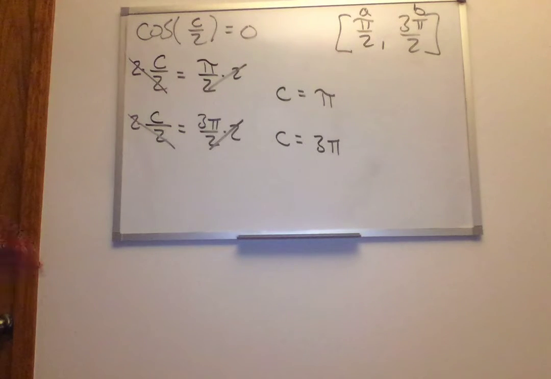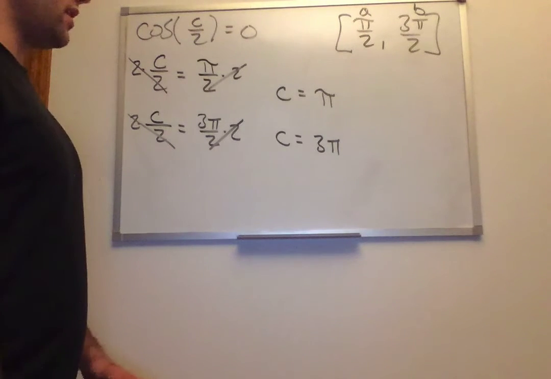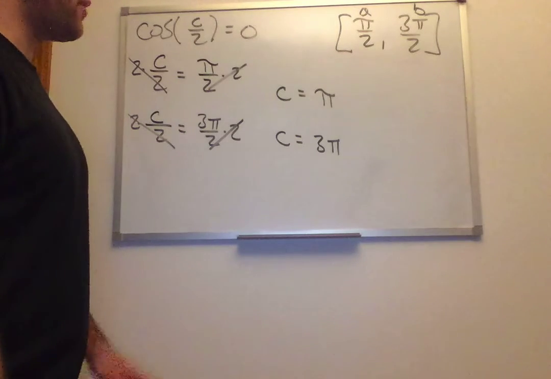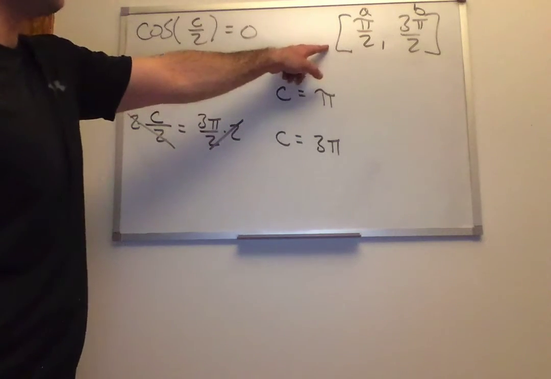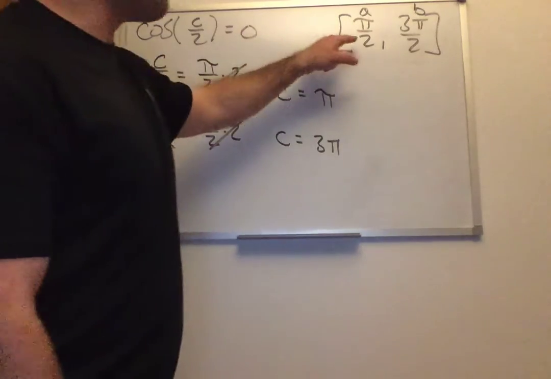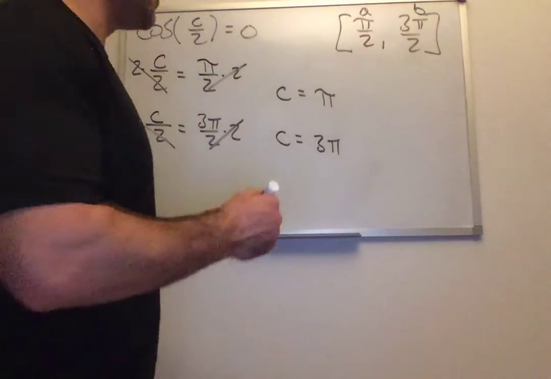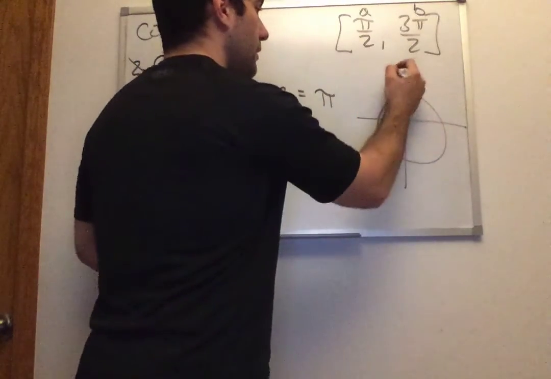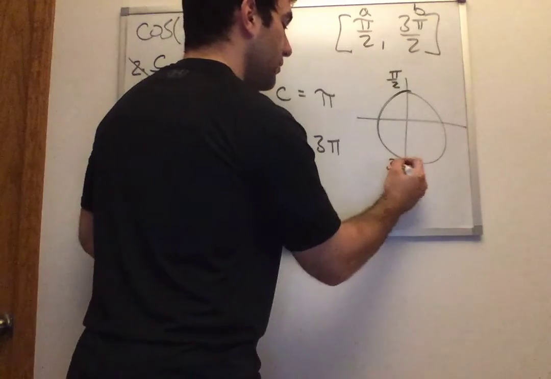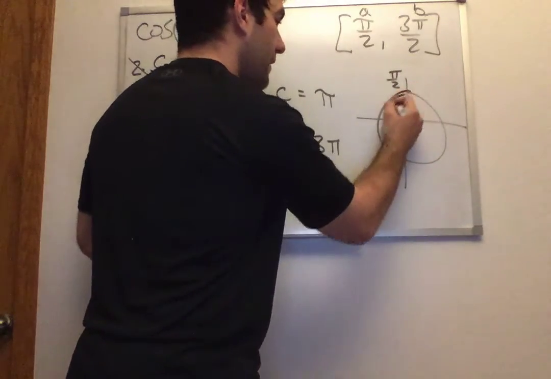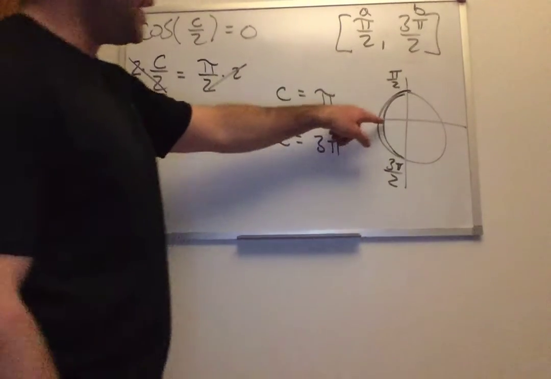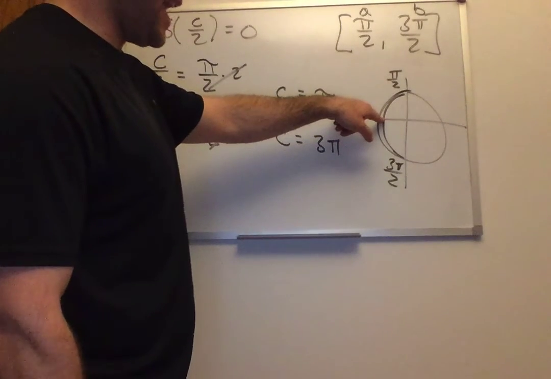Now, these are all the numbers where the derivative is going to equal 0. However, look at the interval that we're on. We're on the interval from pi over 2 to 3 pi over 2. If I were to draw this on a unit circle, here's pi over 2, and here's 3 pi over 2. We're on this part of the unit circle over there. 3 pi is indeed right there in that area.